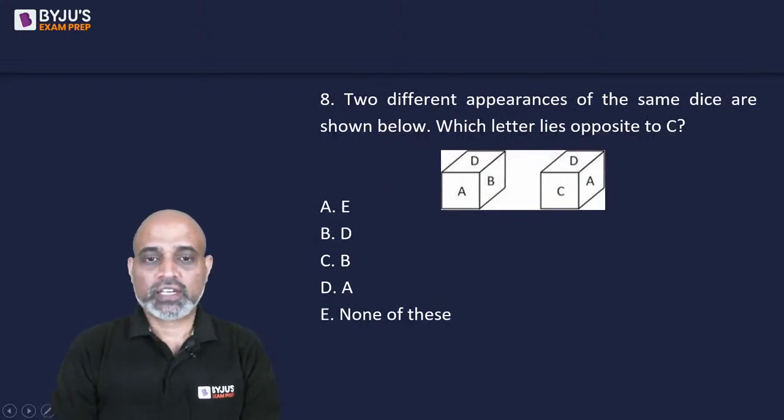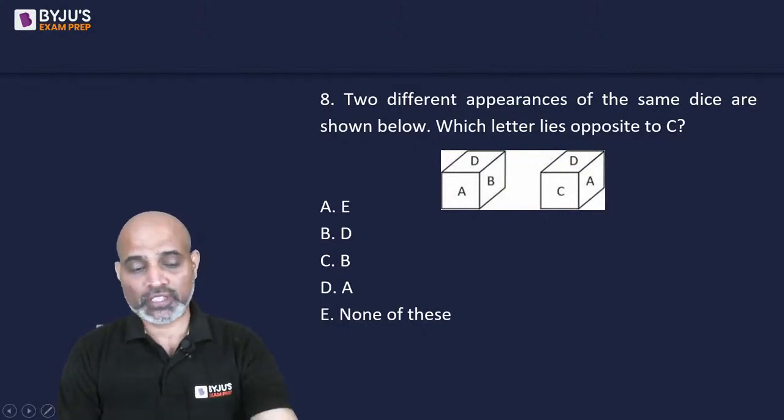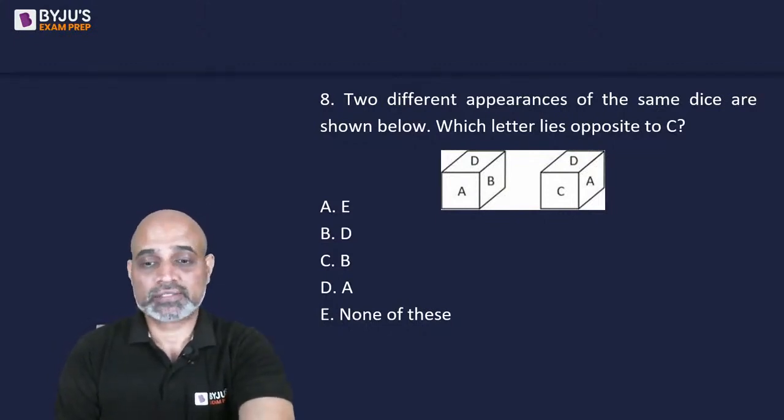Chalo. Next one. Two different appearances of the same dice are shown below. Which letter is opposite to C? So the question based on dice.